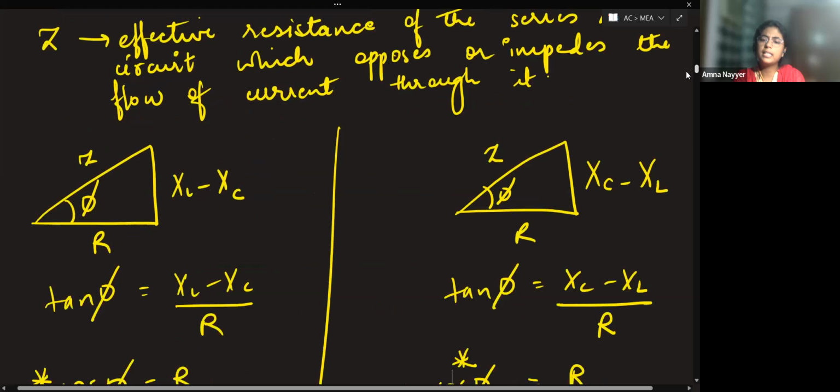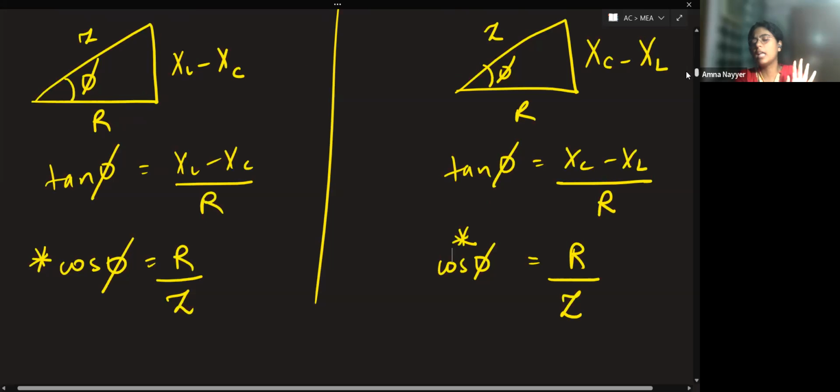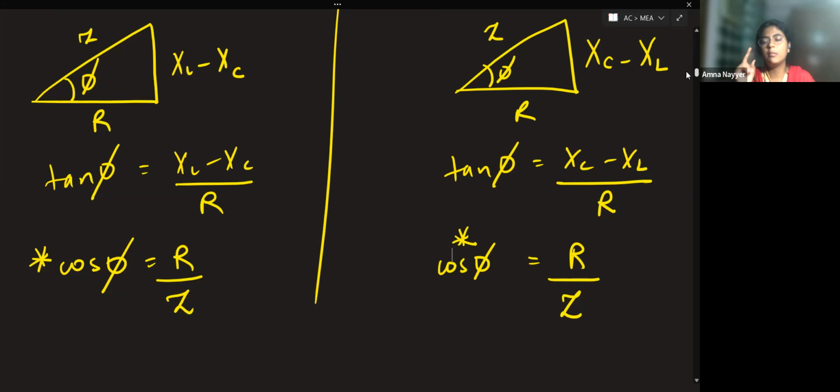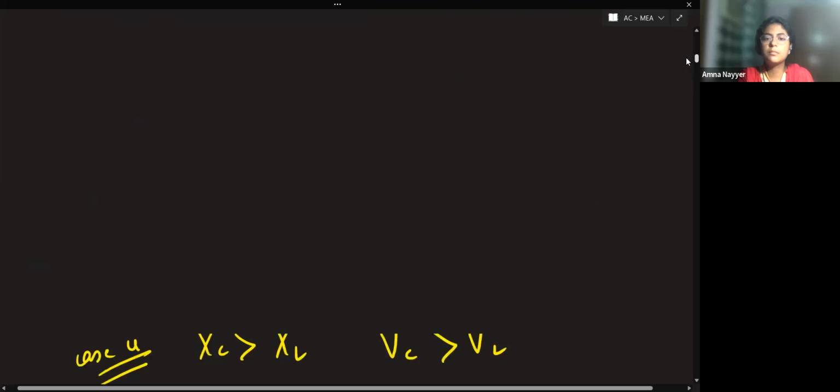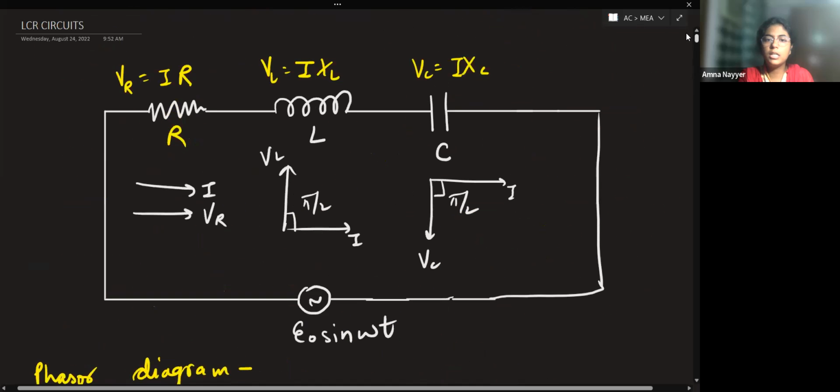And if you extend the impedance triangle, these two, tan phi and cos phi, can be written. Cos phi is same, tan phi will again be different depending upon whichever is greater. I have repeated it twice also. I hope it's clear now. If anybody has any queries, you can ask me. Okay, start noting down from here.